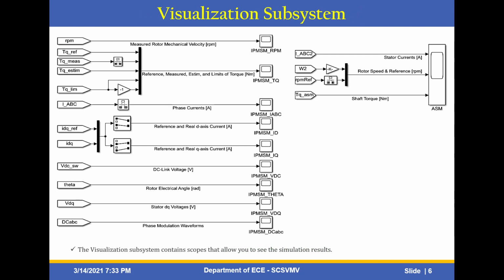This subsystem contains a lot of scopes: the measured rotor mechanical velocity, reference, measured estimation and limits of torque and phase currents, reference and real d-axis current, DC link voltage, rotor electrical angle, stator DQ voltage, phase modulation waveforms, and also the important ones, the stator currents and rotor speed and reference model, represented in RPM. Then the shaft torque in newton meters. This type of block, that is a dyno test, is a device that measures the force, torque or power in your vehicle. This is also visualized in these subsystems.